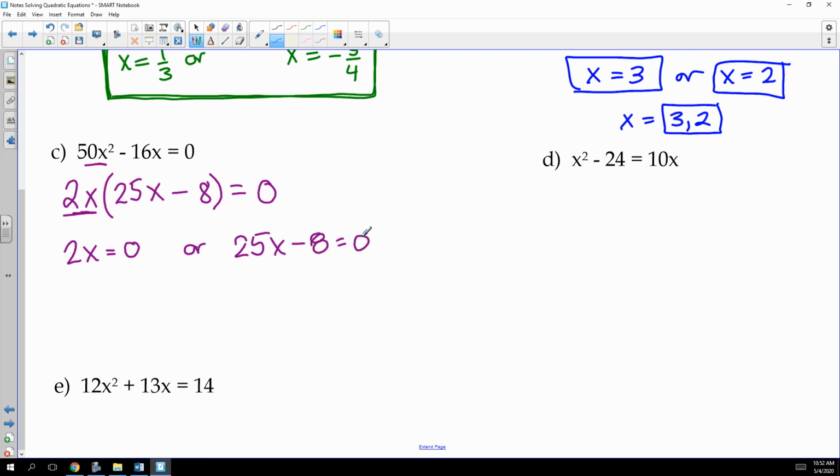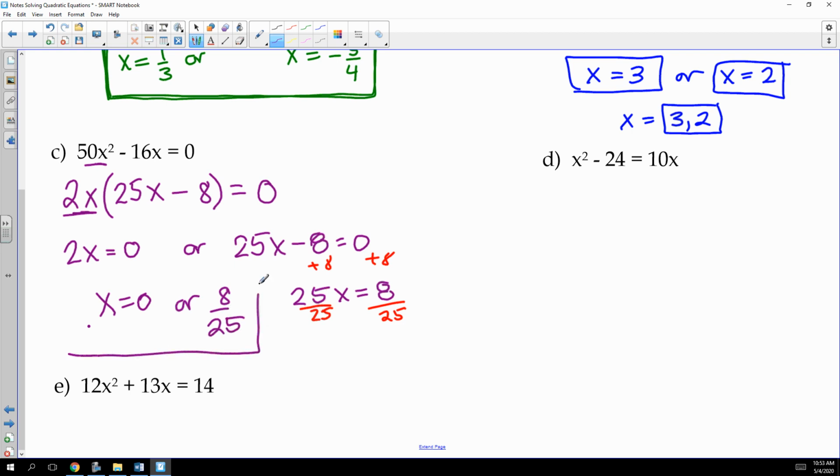We're just going to solve the 2x equals 0 first. Divide both sides by 2 and get x equals 0. Or, and then we're going to 25x minus 8, we're going to add 8 and then divide by 25. So we have 25x equals 8 and divide by 25, divide by 25, and we get another possible value of 8 over 25. And you're done. Again, notice 2 solutions to that one.